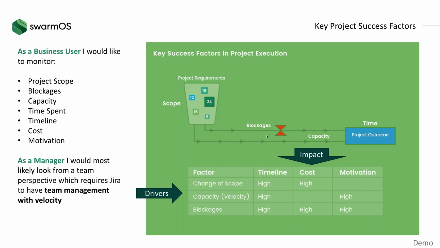As a manager, I would most likely look at it from a team perspective. As we do in Scrum, we work with cross-functional teams. We assign work to users which are part of a team. Nevertheless, Jira does not have team management with velocity out of the box. It requires some work to get an understanding of what your team's velocity is. You can look at sprint reports and so forth, but there's nothing I can look at and say, I'm good on what I try to achieve, or I'm probably short on resources for my whole project. So these are things a business user or a manager would probably look at to succeed with their projects.